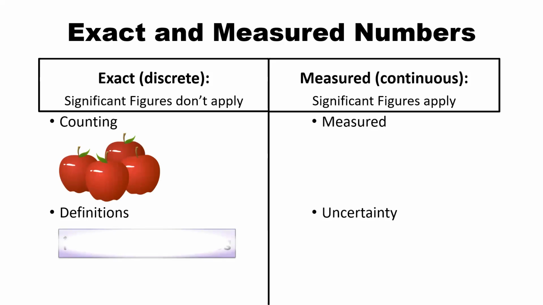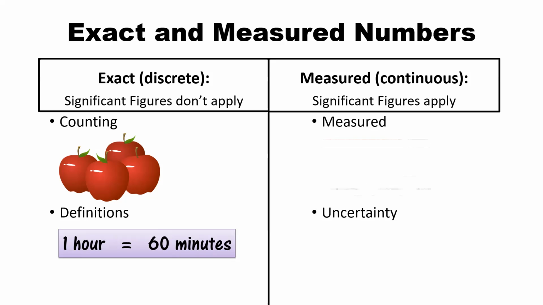All right. And then also by definitions. So we know that 1 hour equals 60 minutes because that's what we defined it as. Like 1 hour doesn't equal 61 minutes because that's not the definition. So we're 100% certain that 1 hour is exactly 60 minutes. And exactly 60 minutes is exactly 1 hour. So no uncertainty. Those are exact numbers.